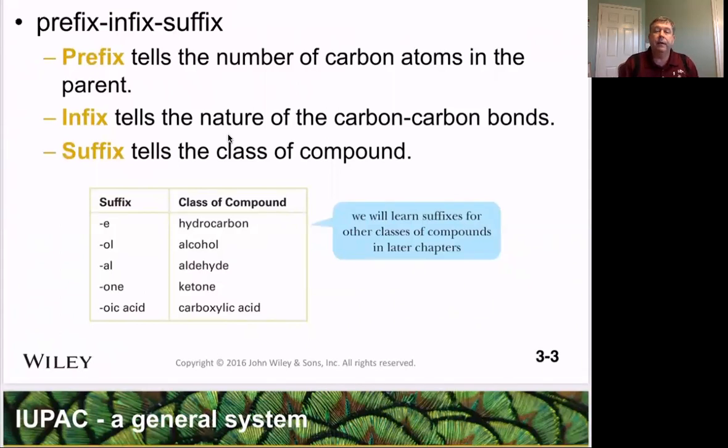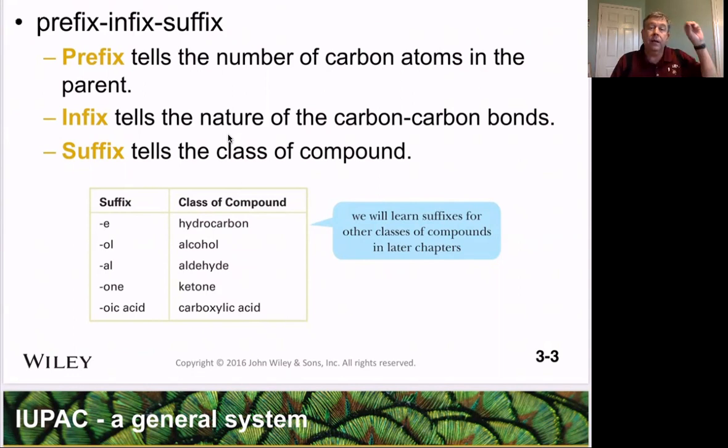If we have hexane and we drop the E at the end and add OL, we would have an alcohol. So it'd be hexanol, which would tell us that we have a different functional group than just carbon-hydrogen bonds. If we have an aldehyde, we can drop the E and add AL, hexanal, right there. If we have a ketone, we drop the E and add ONE, hexanone, right there. And the last one we'll do is when we drop the E and add OIC acid for hexanoic acid, okay?